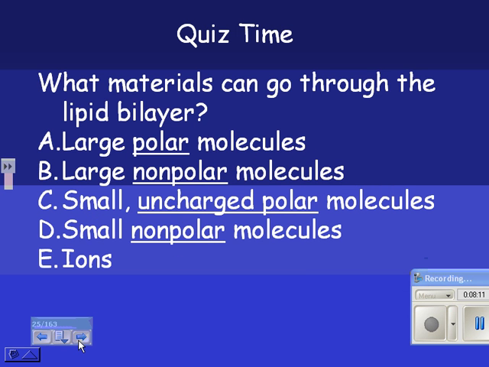What materials can go through the lipid bilayer? I thought I just did this. Large polar molecules, no. Large nonpolar, sure. Small uncharged polar, didn't I just do this? Small nonpolar molecules, yeah, nonpolar can do it. As long as it's small, the polar ones can, and ions definitely not. Did I just go backwards?